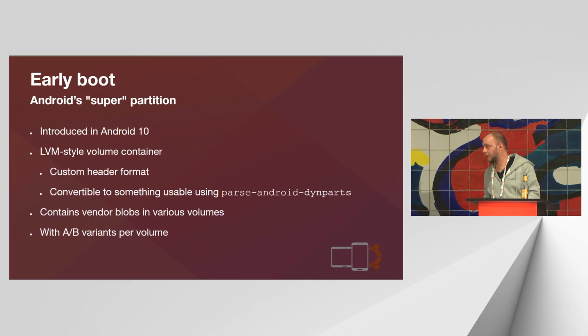And also something important in early boot is the super partition. Android 10 introduced something like an LVM-style volume container, which got its own custom header format. So we need something to make that usable with LVM. But parse-android-dynparts solves that issue. It basically provides all the necessary info for LVM to set up all the volumes there. It also contains vendor blobs in various other volumes. And it is also an A-B system, so either A or B, depending on what the bootloader tells the kernel to have mounted.